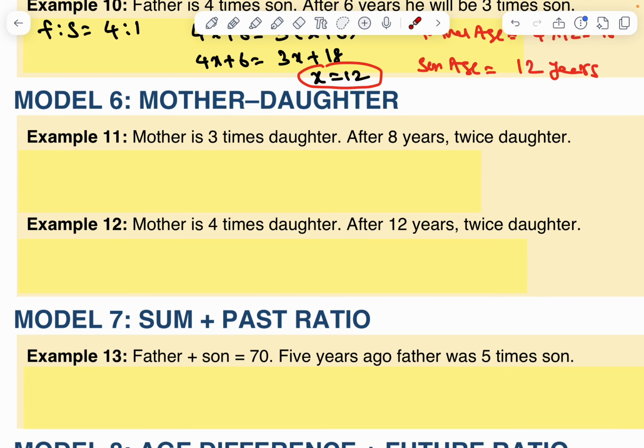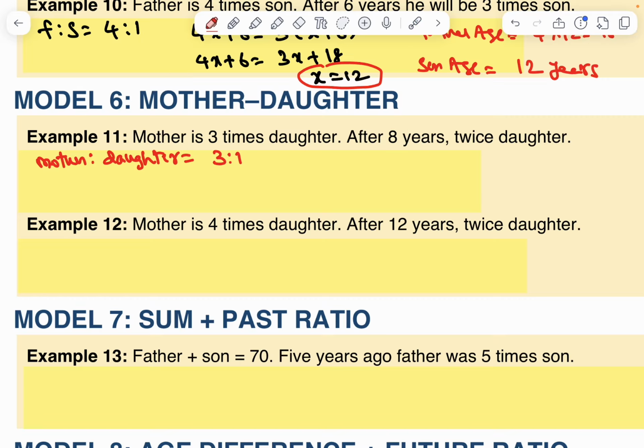Mother and daughter, same model. Mother is 3 times the daughter. After 8 years, twice the daughter. Simple question. Mother and daughter's ratio is 3:1. After 8 years.